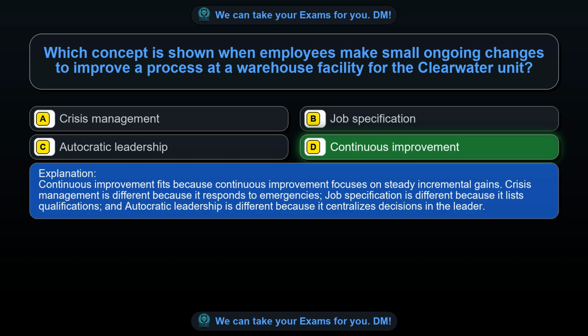Continuous improvement fits because continuous improvement focuses on steady incremental gains. Crisis management is different because it responds to emergencies. Job specification is different because it lists qualifications, and autocratic leadership is different because it centralizes decisions in the leader.